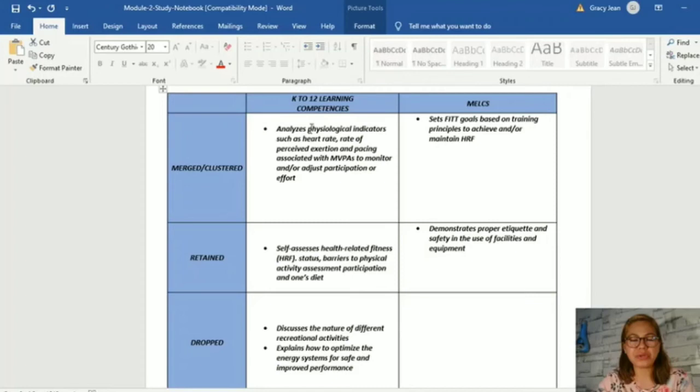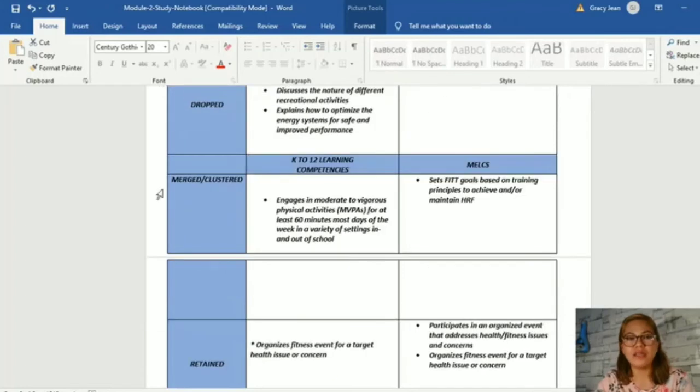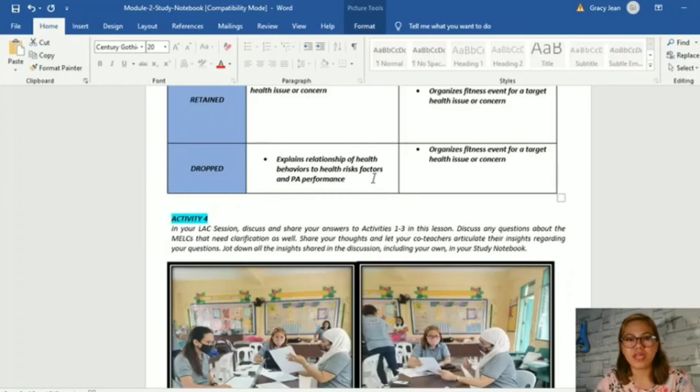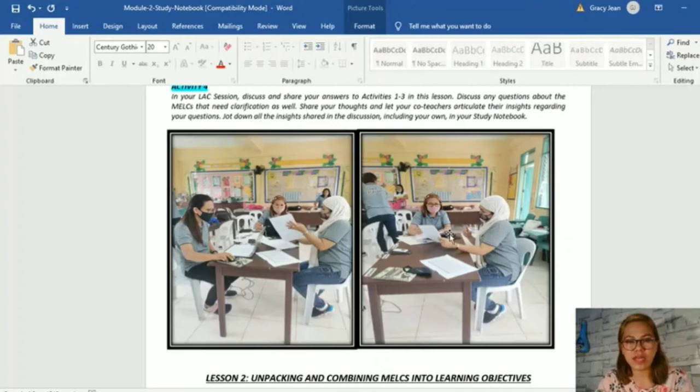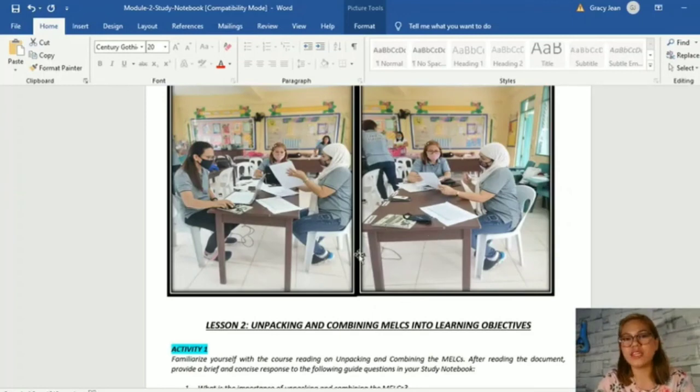So ano po yung na-retain? Ano po yung na-drop? Again, for this, merge, clustered, and retain. Ayan po. And of course, this one stated here that discuss and share your answers to activities 1 to 3 in this lesson. Discuss any questions about the MELCs that need clarification as well. So, dito po na ibahagi po namin ang pag-share ng aming mga answers and kudos and credit to all my classmates na nagbigay po ng mga answers. And of course, the rest of the people behind na nakunan po namin ng mga sagot.